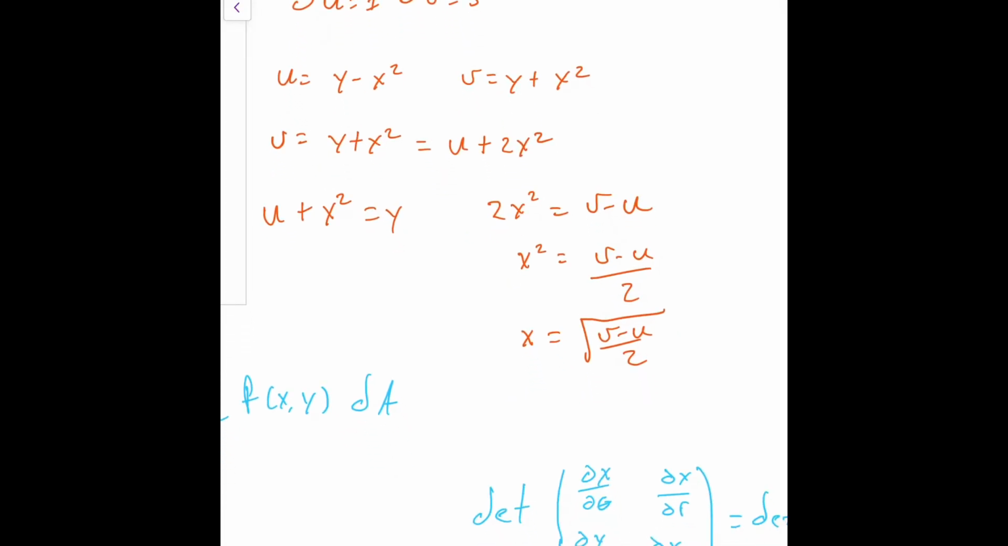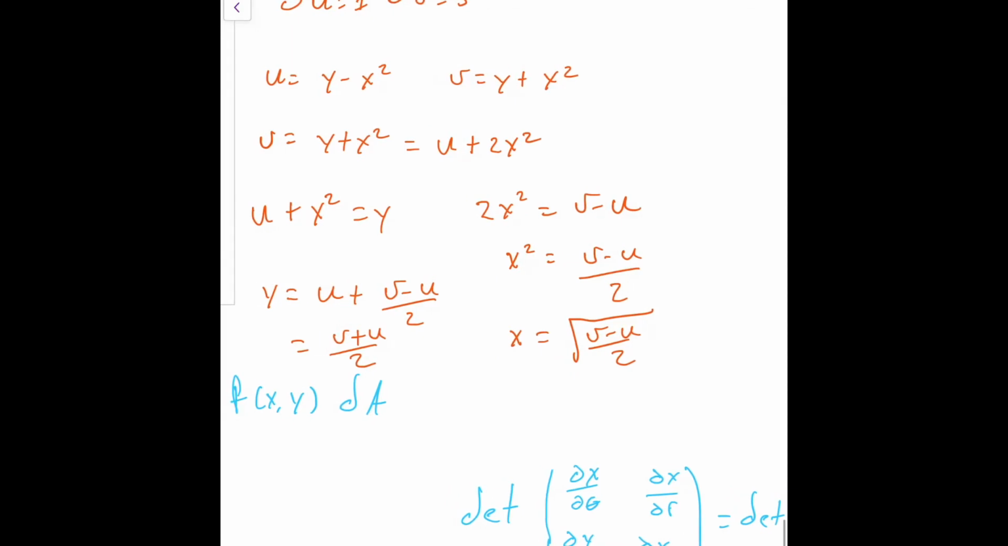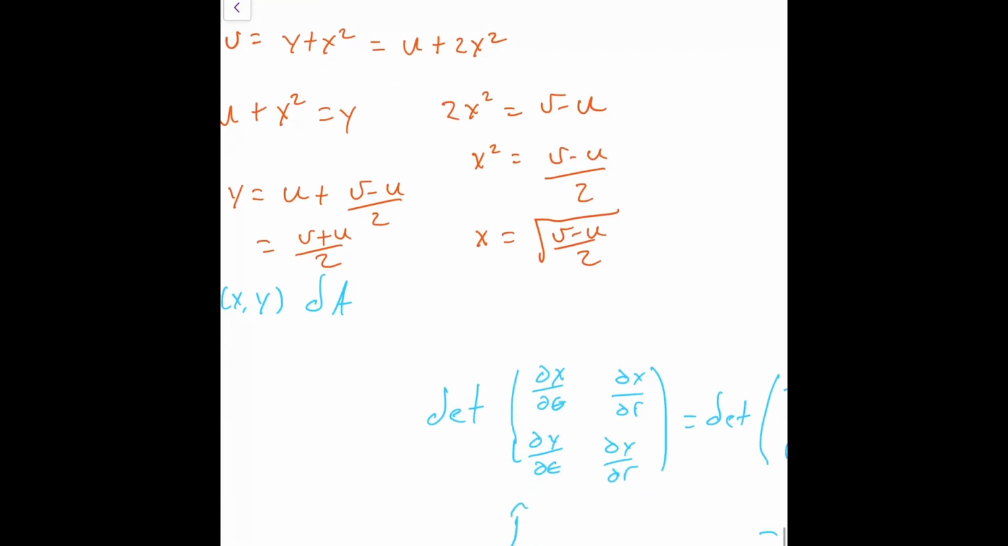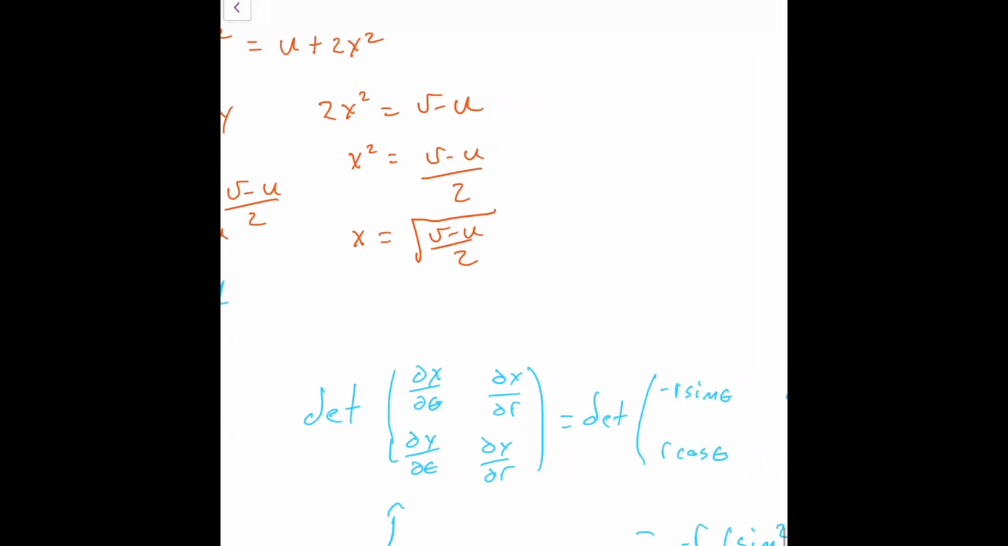Okay, now y is equal to u plus x squared. So y is equal to u plus (v minus u) over 2. So this is going to be v over 2 plus u over 2, or just (v plus u) over 2. Okay, so now y is equal to (v plus u) over 2, x is equal to the square root of (v minus u) over 2.